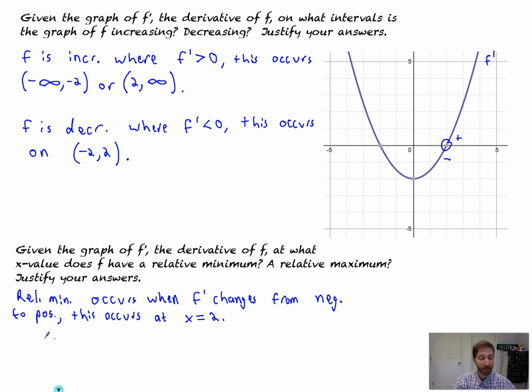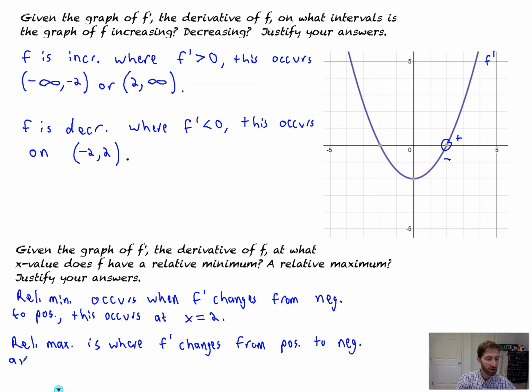Let's do it again. Where do we have a relative maximum? So a relative maximum is where, I'll write it a little bit differently, F prime changes from positive to negative. No abbreviations, but I'll abbreviate to save time. And this occurs, well, let's follow our directions.